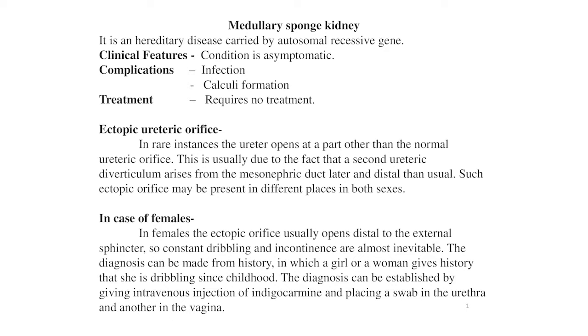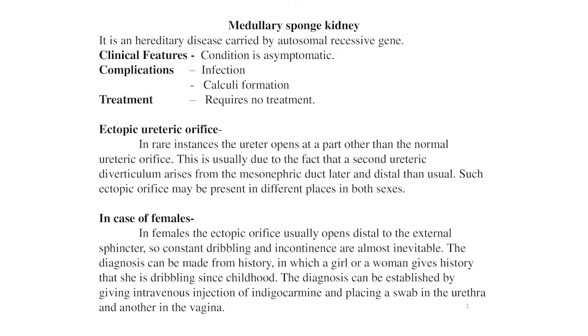Now, the next entity, the next abnormality of the ureter, is the ectopic ureteric orifice. In rare instances, the ureter opens at a place other than the normal ureteric orifice. This is usually due to the fact that a second ureteric bud arises from the mesonephric duct later and distal to the usual. Such an ectopic orifice may be present in different places in both sexes.